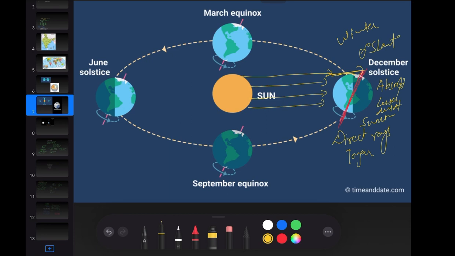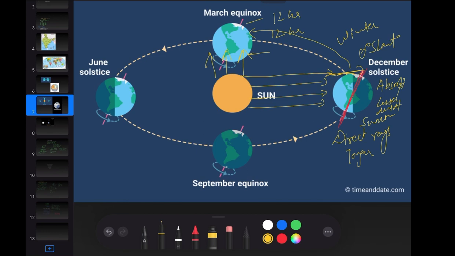Revolves and revolves and comes to this position. This is the position of equinox. Equinox is the period when all the parts of the earth experience equal day and night, that is 12-hour day and 12-hour night at all parts, whether it's the northern hemisphere, southern hemisphere, or equator. At this point, sun rays are falling directly on the whole of the earth.